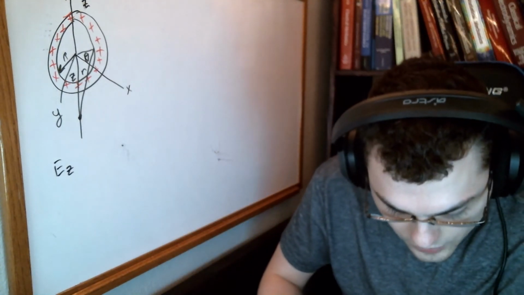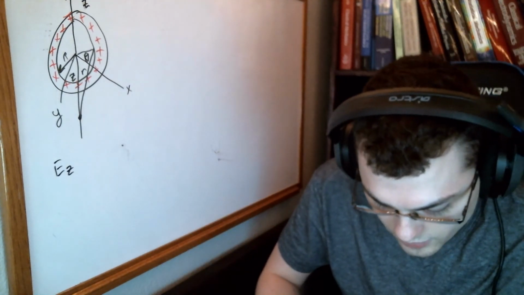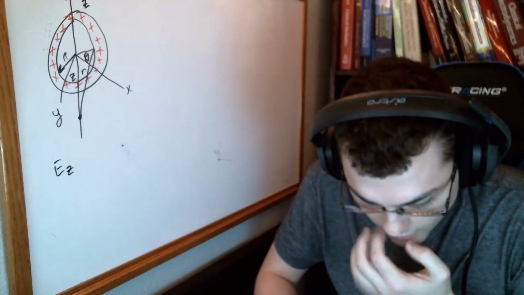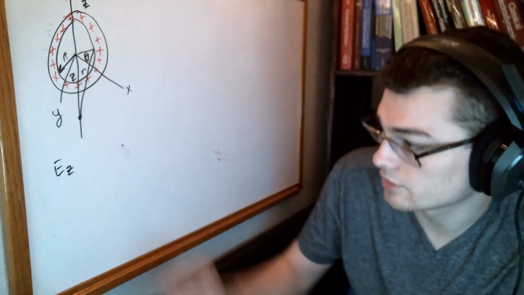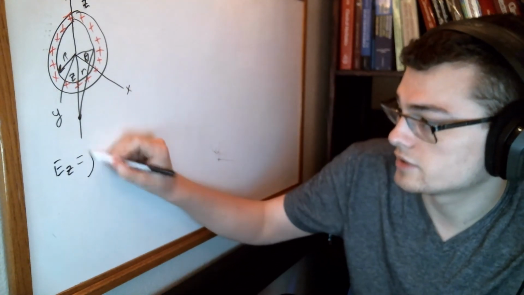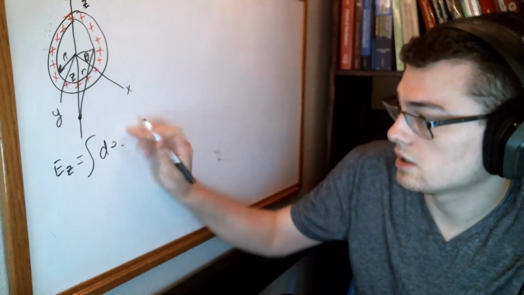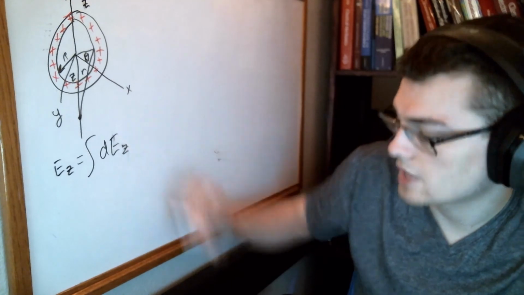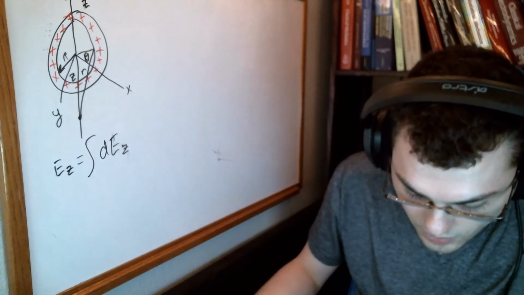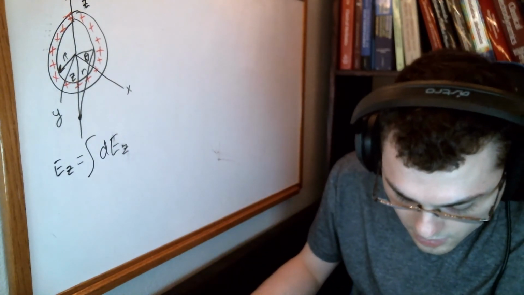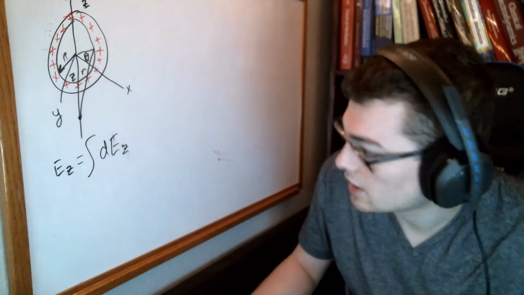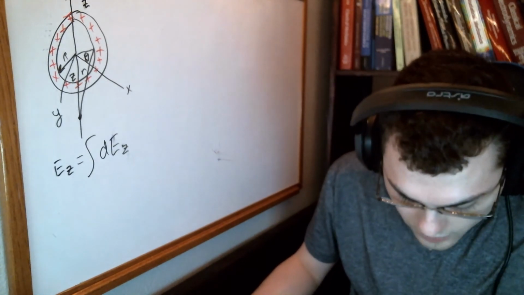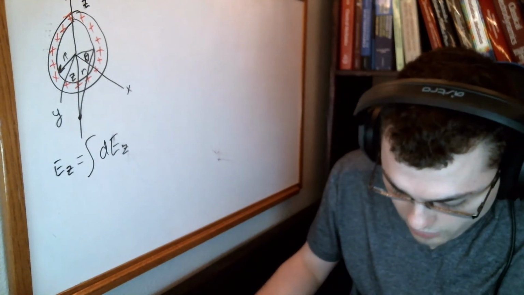Okay, so in order to find this, we have to do a couple things. In this case, in order to find Ez, we have to integrate dEz. And so now we first have to find what dEz is. So in this case, we're going to have to talk about some trigonometry here.